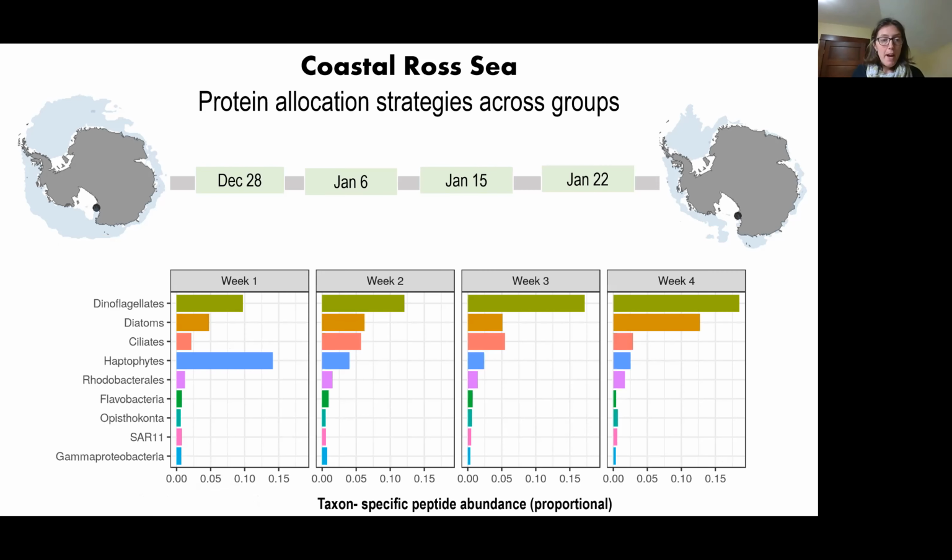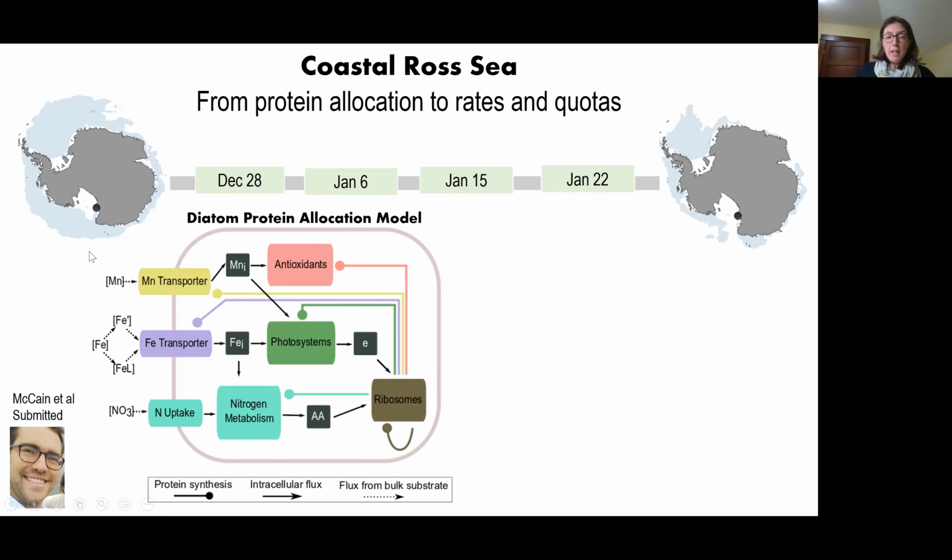So I want to just take us quickly back to the diatoms for a minute and tell you about an exciting new way that we've been looking at our metaproteomic data. And so what we've been doing is combining these metaproteomic assessments of protein allocation in diatoms across this time series with this model that my PhD student was able to create that optimally allocates diatom protein resources to different functions based on environmental conditions like micronutrients and nutrient concentrations, and optimally allocates these protein resources to generate the highest growth rate possible.